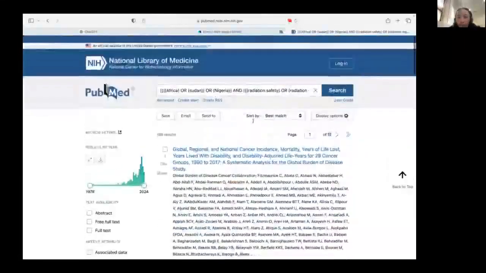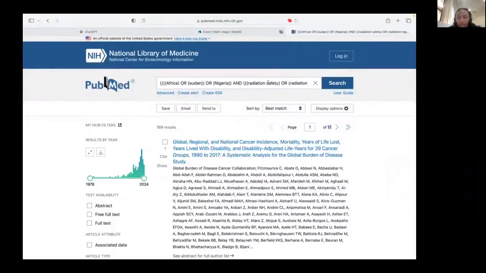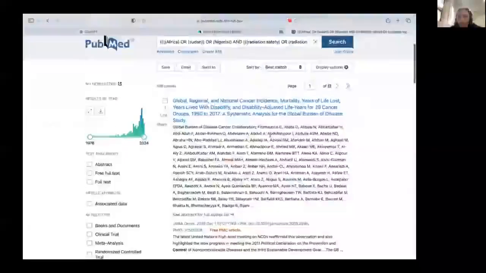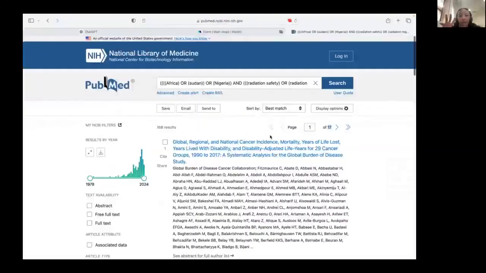The main thing to know about these search strategies is you would have to reiterate them multiple times. You can start by quickly going through the different studies and seeing what type of studies you're picking up, what other studies you're not picking up, and adjust your search strategy accordingly.